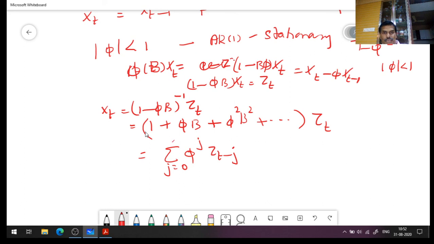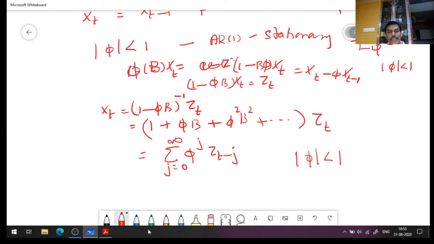So φ^j, isn't it? If φ equals 0, this is Zt, so you get the first term. With φ equal to 1, you have φ·Zt−1, φ²·Zt−2, etc. So you can see that this series converges only if the absolute value of φ is less than 1. Now, this is not a deterministic series, it's a random series. When you have a random series, the convergence is discussed in terms of expectation. I'll make these things a little more rigorous when we discuss the autoregressive model.